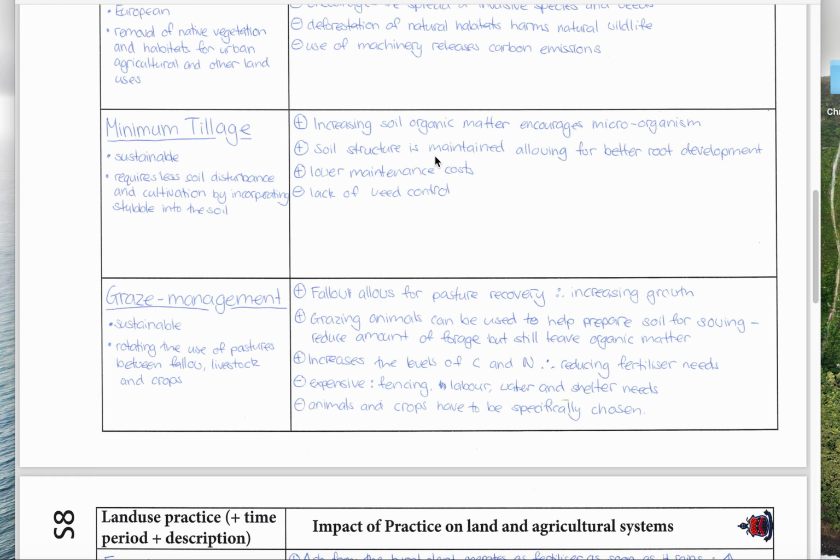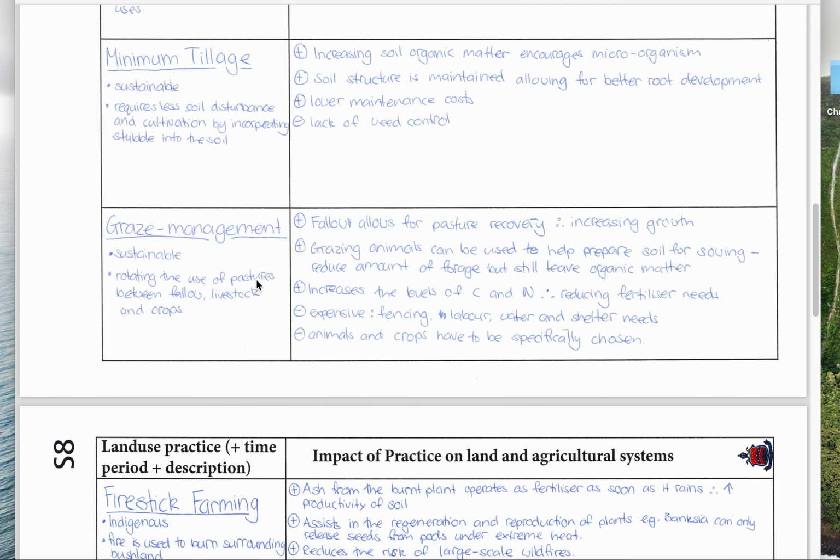Another positive is soil structure being maintained more and not breaking down, and this allows for better root development eventually over the long term. It's going to have lower maintenance costs because you're using less machinery. On the negative side, it's the lack of weed control unless you're using chemicals.